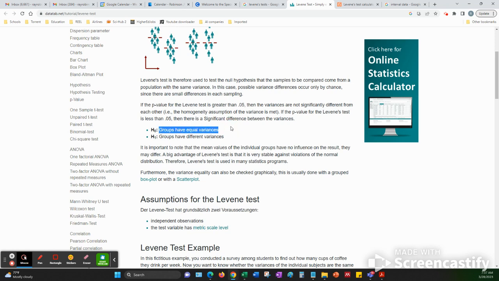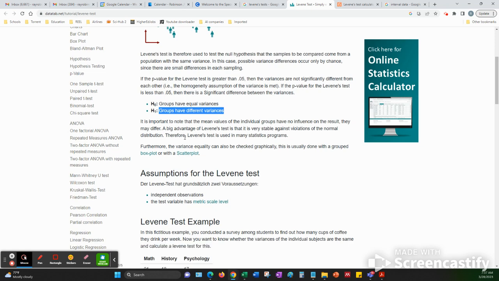So our null hypothesis is that they do have equal variances. And then the alternative hypothesis, so H naught and HA, is going to be that they do have different variances. You can graphically look at this by looking at things called box plots and scatter plots.